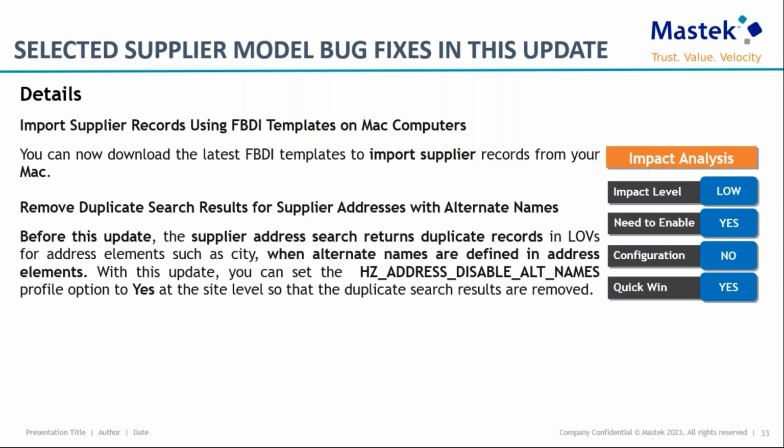Next bug fixing is to remove the duplicate search results if there is an alternate name stored onto the supplier addresses. Previously, the system was giving us duplicate search results if there are alternate names for the same supplier available on the supplier addresses. But as soon as you select the profile option to disable alternate names, this duplication issue will be resolved.